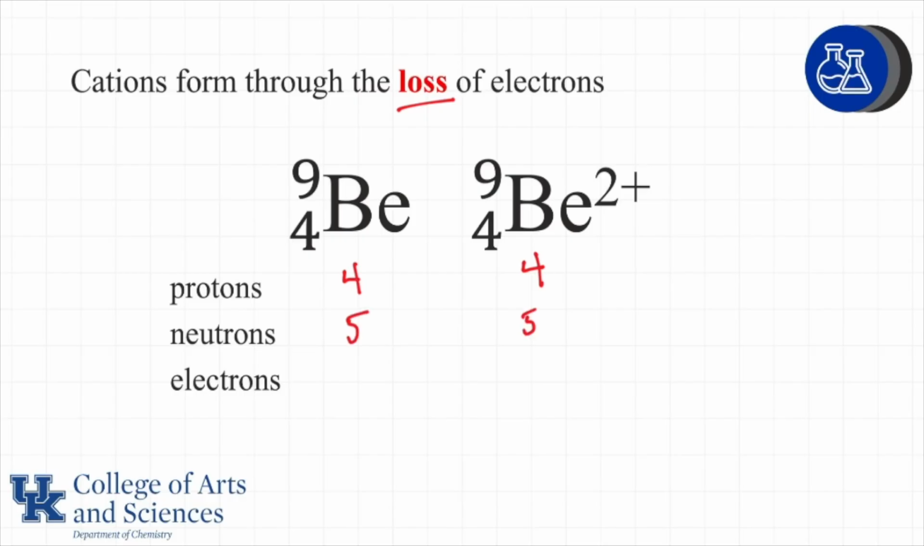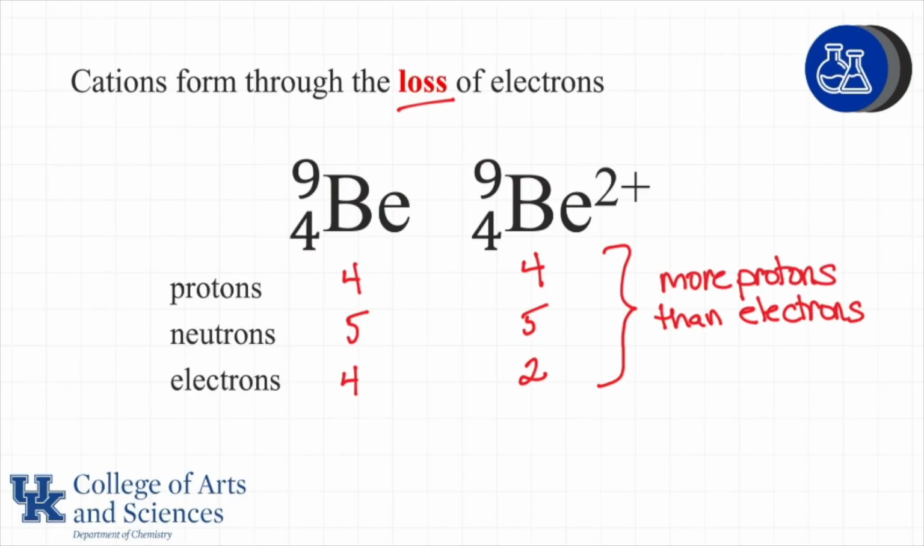We're given the mass number here, so we can determine that both of these have 5 neutrons because the number of protons plus neutrons equals the mass number. And for electrons, we know that beryllium, the neutral species, has 4 electrons because we need 4 protons and 4 electrons because those numbers have to be equal to have a neutral species. When we look at beryllium 2+, we see that it only has 2 electrons. It has lost 2 electrons because we have more protons than electrons. Therefore, we have a positively charged species. We only change the number of electrons when we're forming ions.